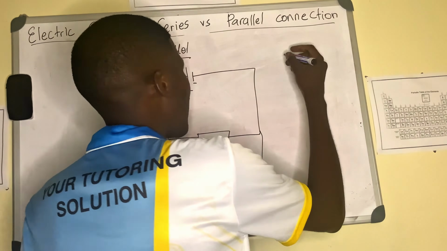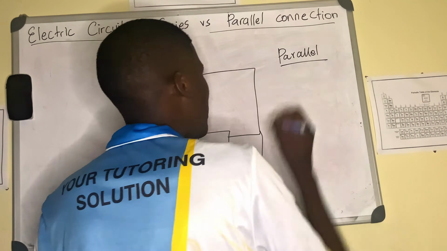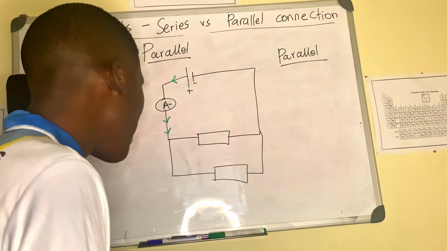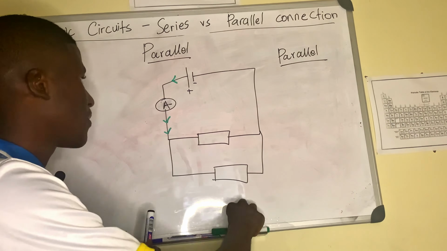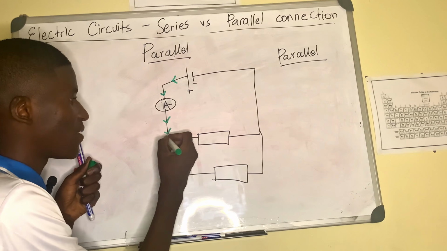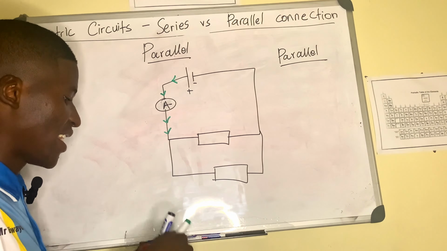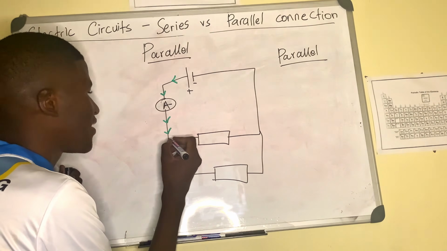Now let's look at the parallel combination or the parallel connection of a circuit. So in a parallel connection of a circuit, look at this. The current is moving peacefully, right? Represented by a green arrow. But now when you reach this point here, let me just put a dot here. This is a point here.